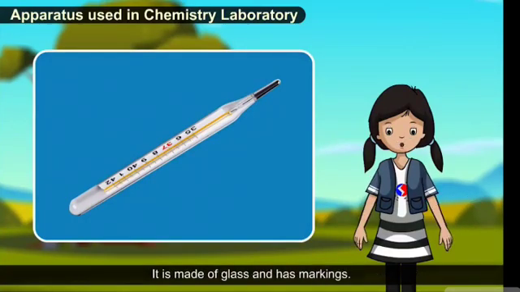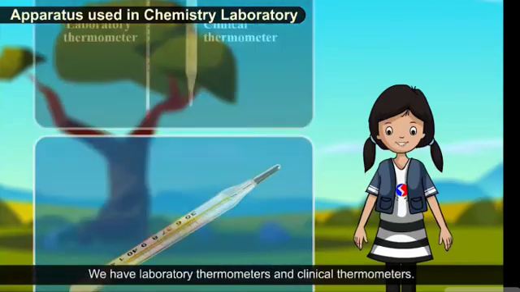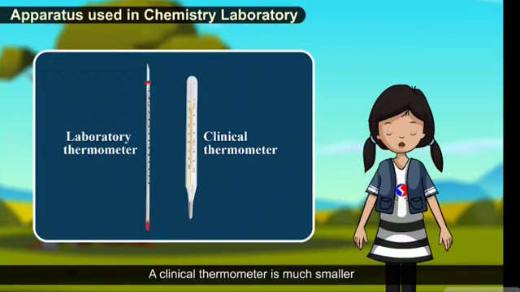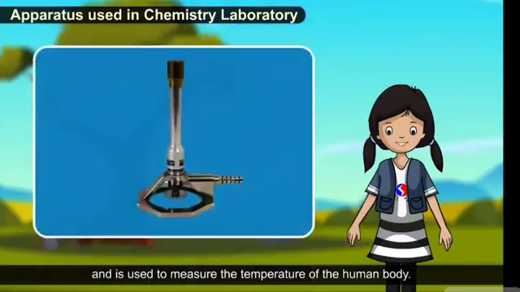It is made of glass and has markings. We have laboratory thermometers and clinical thermometers. A clinical thermometer is much smaller and is used to measure the temperature of the human body.